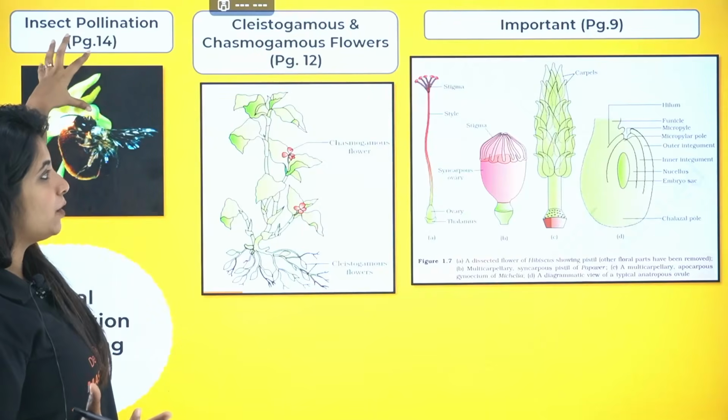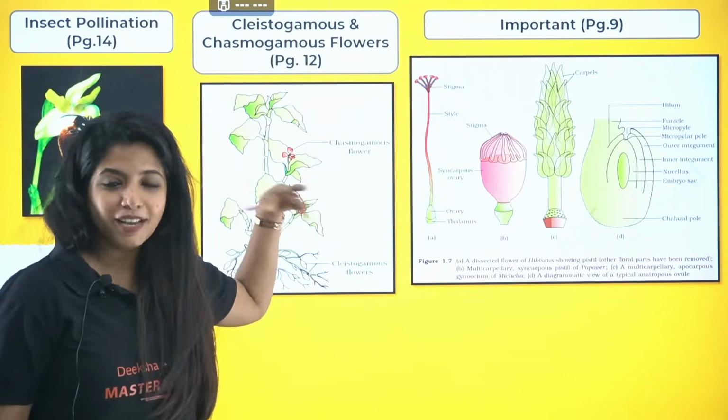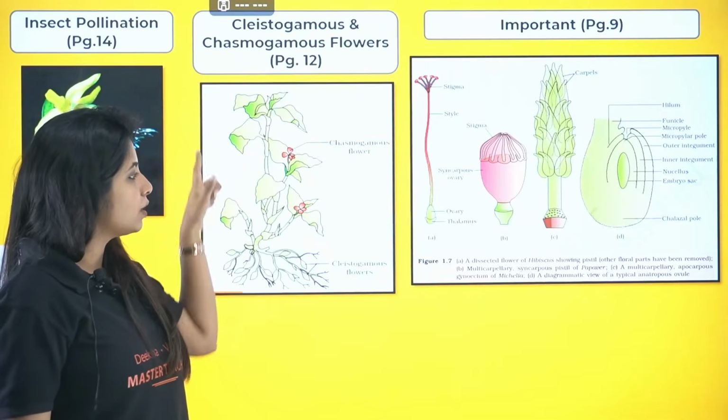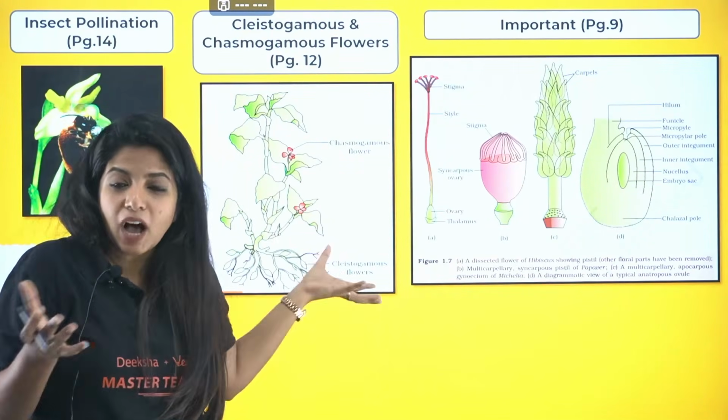So you should know insect pollination is happening over here and talk about its feature. Cleistogamous and chasmogamous flowers, you should know their features. They can give you this picture and say what are these flowers at the top, what are these flowers over here, how are they different.